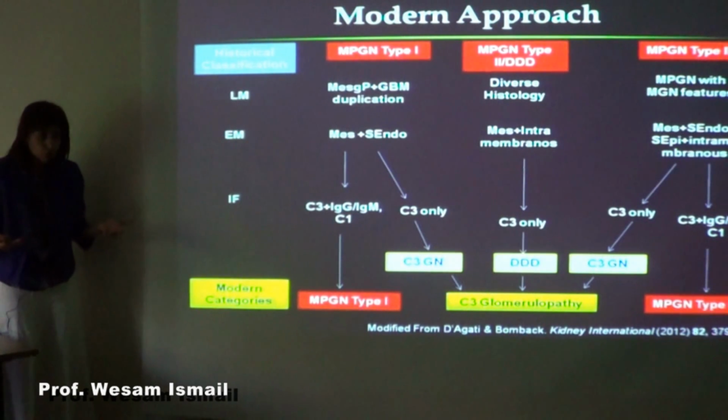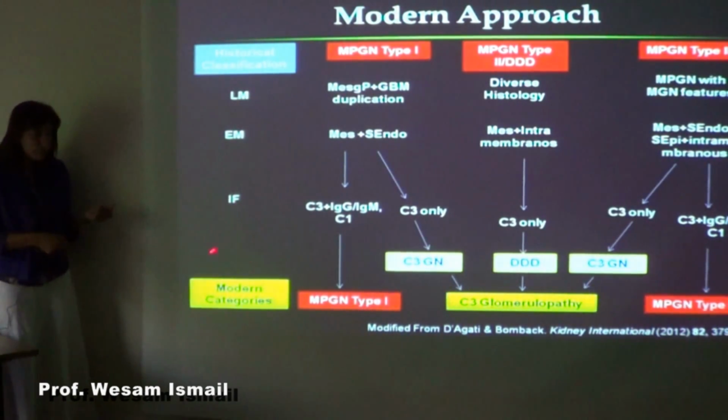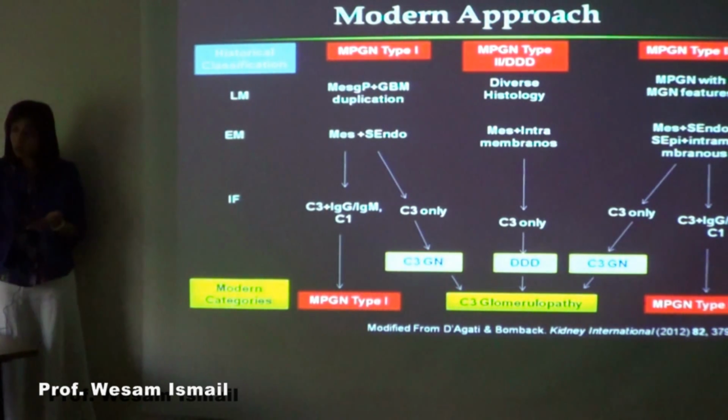So what do you do for a patient with membranoproliferative glomerulonephritis? If the patient has immune complexes and a complement, you start investigating for all types of secondary causes for infections and so on.